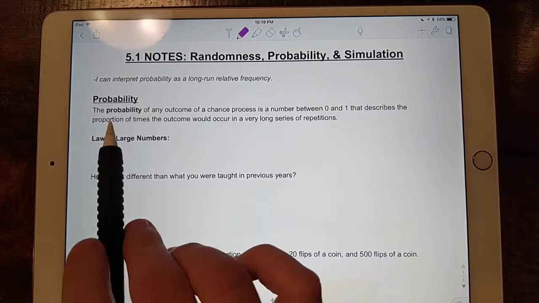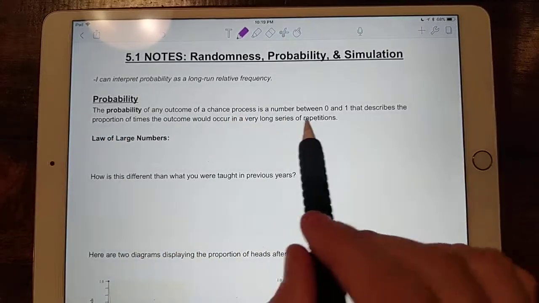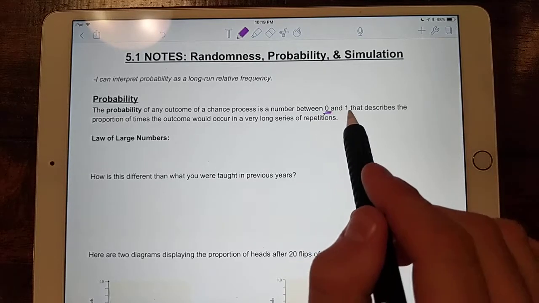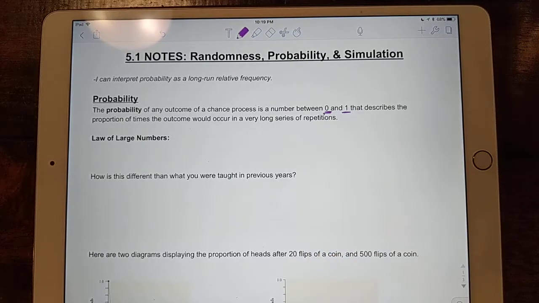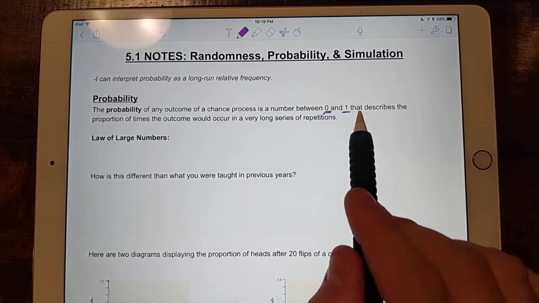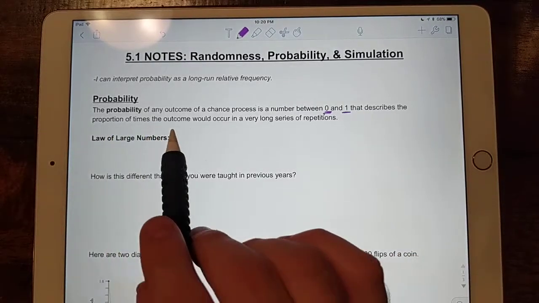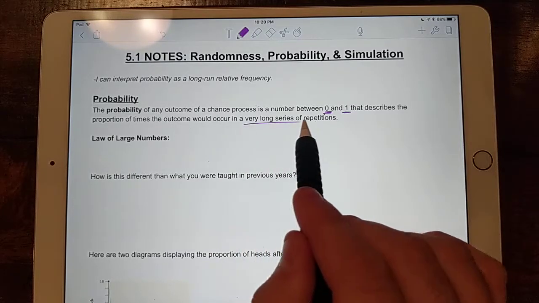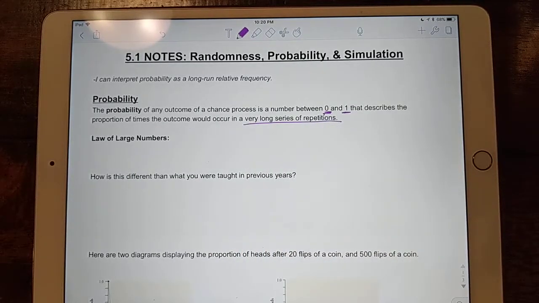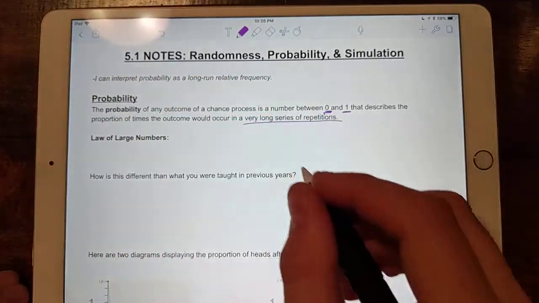So in this case, the probability of any outcome of a chance process is a number between 0 and 1. This is something that's review. Second half of the statement is different. That describes the proportion of times the outcome would occur in a very long series of repetitions. So you've been taught previously that it's a simple fraction, the number of desired outcomes over the number of possible outcomes. This talks about if you repeat the same event for a very long number or very large number of times, it approaches some proportion.